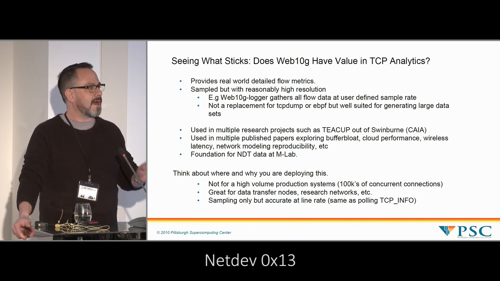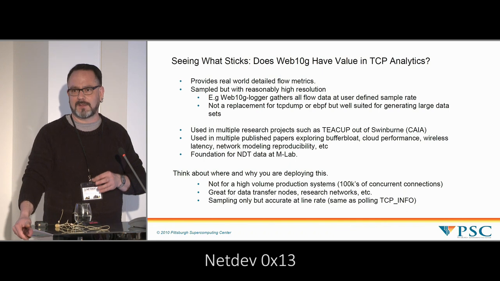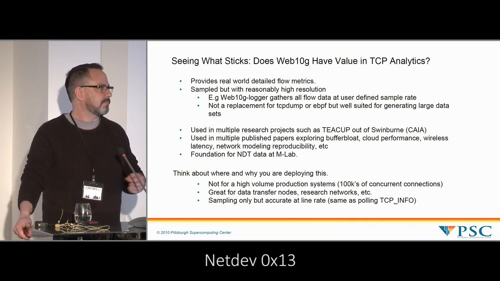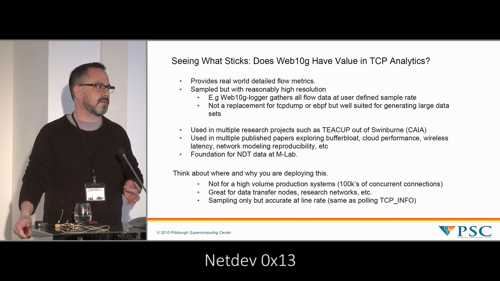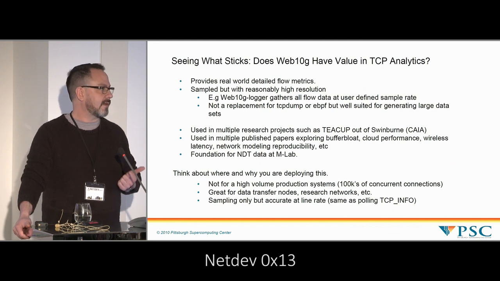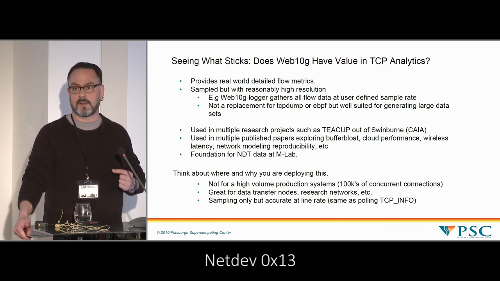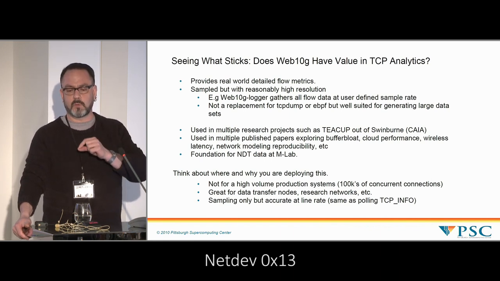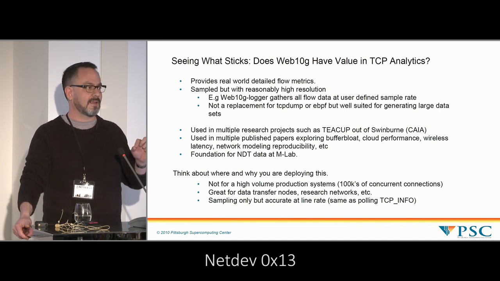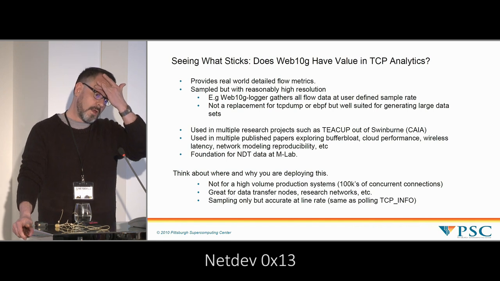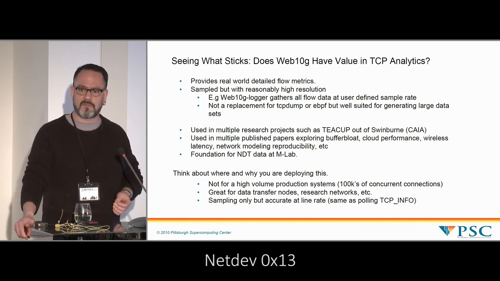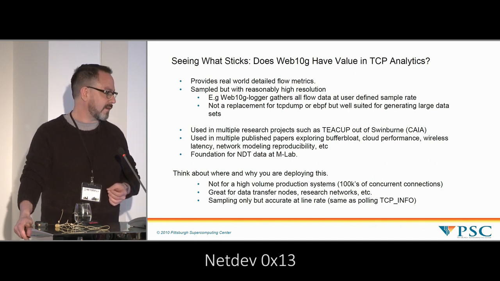Now, not everyone who uses Web10G tells me that they're using it, because they just don't. But from a review of various citations and information, we have found that it has been used in a number of different ways in published papers from academic research institutions exploring buffer bloat, cloud performance, and wireless issues. They've also been using it, interestingly enough, in network modeling reproducibility. Basically using Web10G to determine if their network model actually is reproducible in the real world. That was a unique application that I never thought of before, but it's kind of cool that someone's using this in a way I haven't thought of.